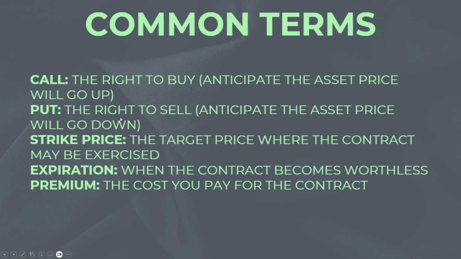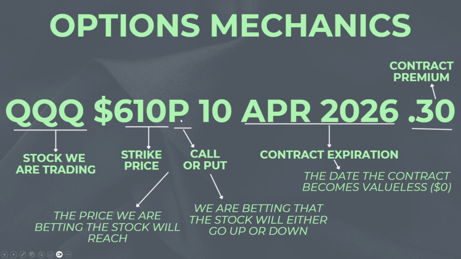put. So if we do a call, it's the right to buy or for us anticipating that the asset price will go up. So if we are doing a call, we're betting that the equity is going to increase in price. If we're going to do a put, it's the right to sell or us anticipating that the asset price is going to go down. So in this situation, QQQ was around, I think, $613 or $614. We were betting that the price was going to go down because of that put to at least $610.